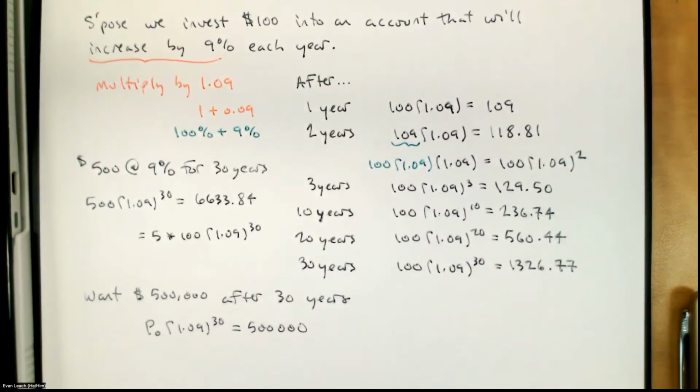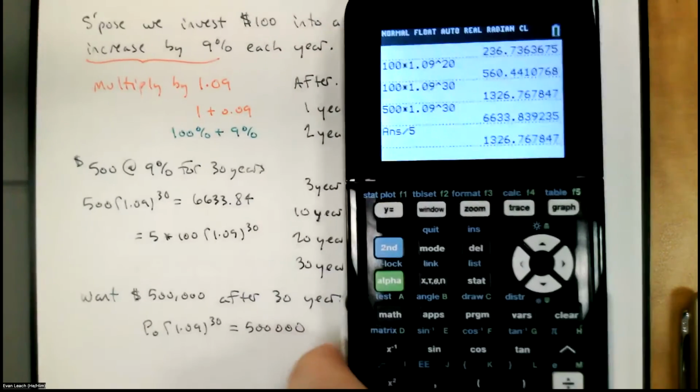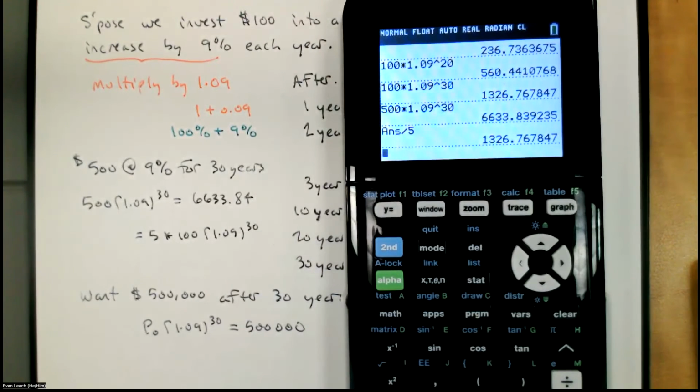And so we could talk about the question in reverse. How much will we have to put aside now so that in 30 years, the answer is $500,000? The balance is $500,000, and all we have to do is divide, because that's how multiplication and division work. 500,000 divided by 1.09 to the 30th.